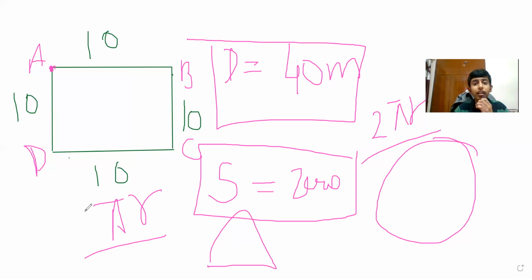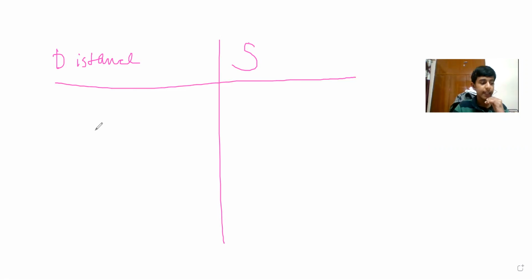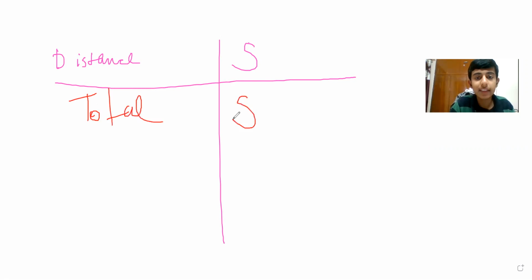Now let's have the differentiation between distance and displacement. So let's have distance here, and here I have displacement. I'm writing S only. So the first thing about distance is the total path. This is the total path. This is the shortest path. You can remember by S and shortest.